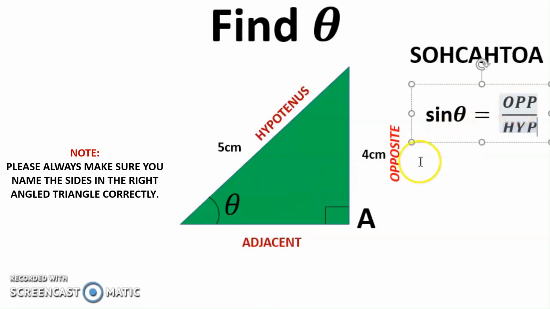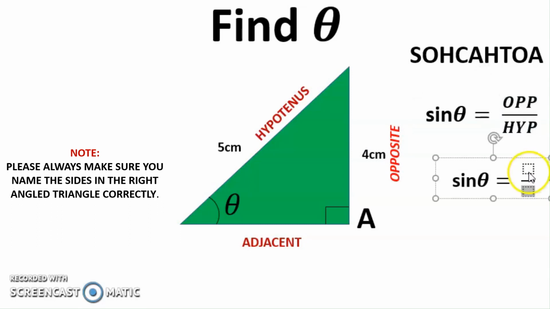We know our opposite to be 4 centimeters. We know our hypotenuse to be 5 centimeters. So we are going to fix those given sides into that parameter. We are having opposite to be 4 centimeters and hypotenuse to be 5 centimeters. So we're having sine theta equal to 4 over 5. Now 4 over 5 is the same thing as 0.8. So sine theta is equal to 0.8.